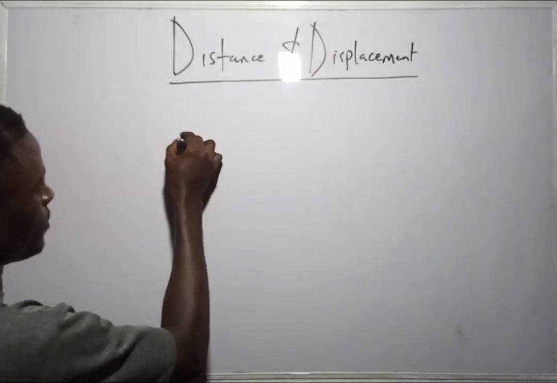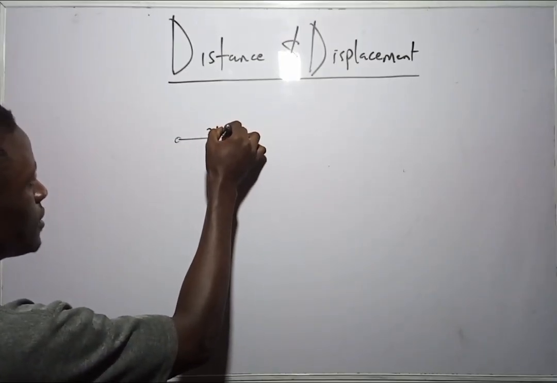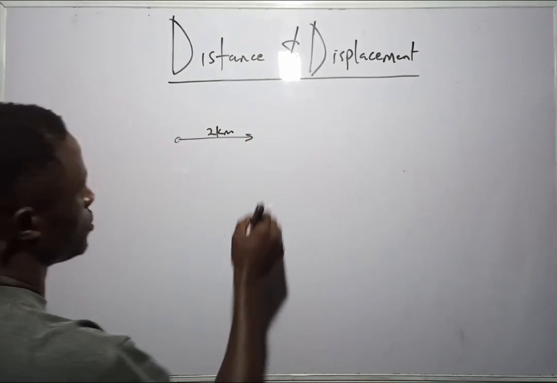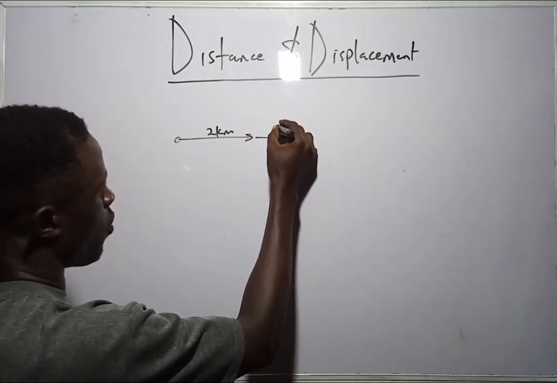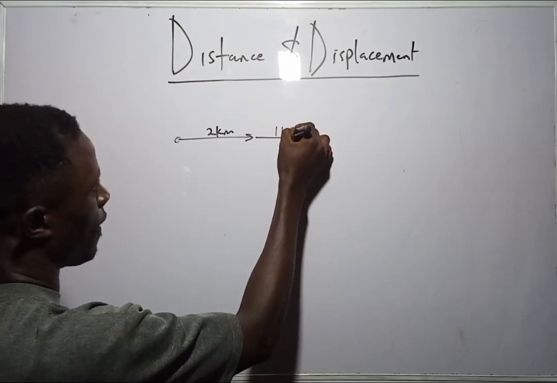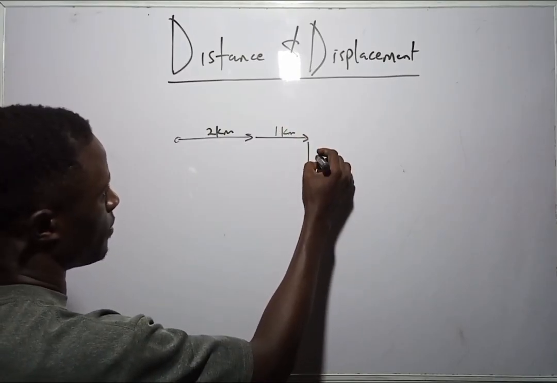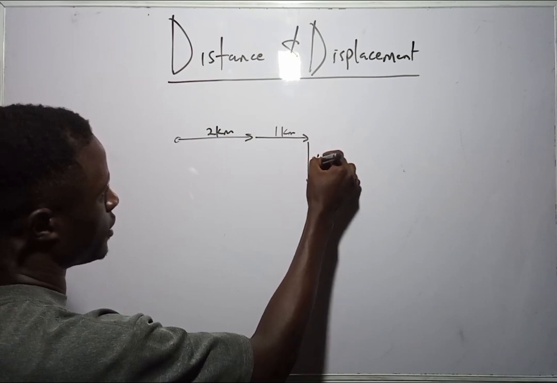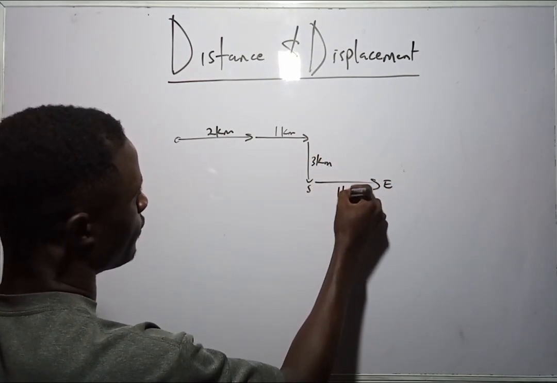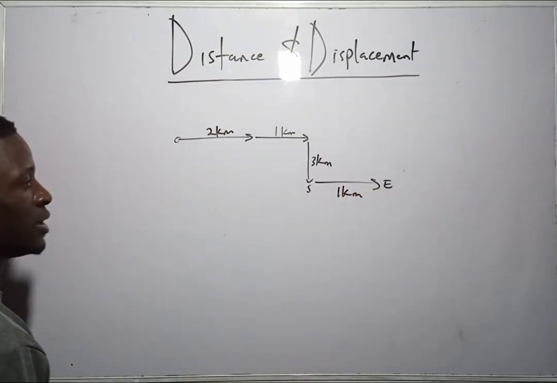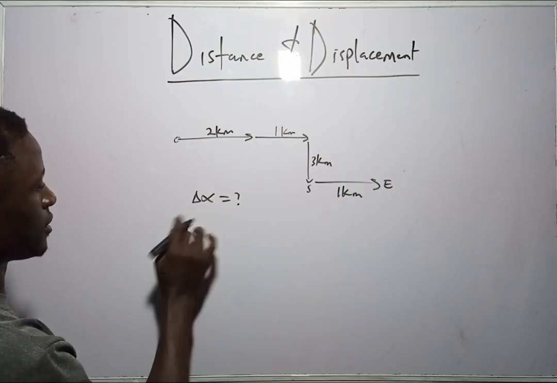Suppose a man starts from rest and travels 2 kilometers towards east, continued again 1 kilometer, and then decides to go south by covering 3 kilometers, and then decides to go east by covering 1 kilometer. In this case, what is the displacement? What is the distance?